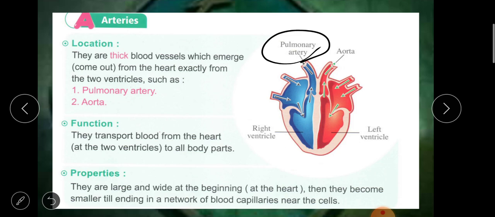What does deoxygenated blood mean? It means blood with carbon dioxide.